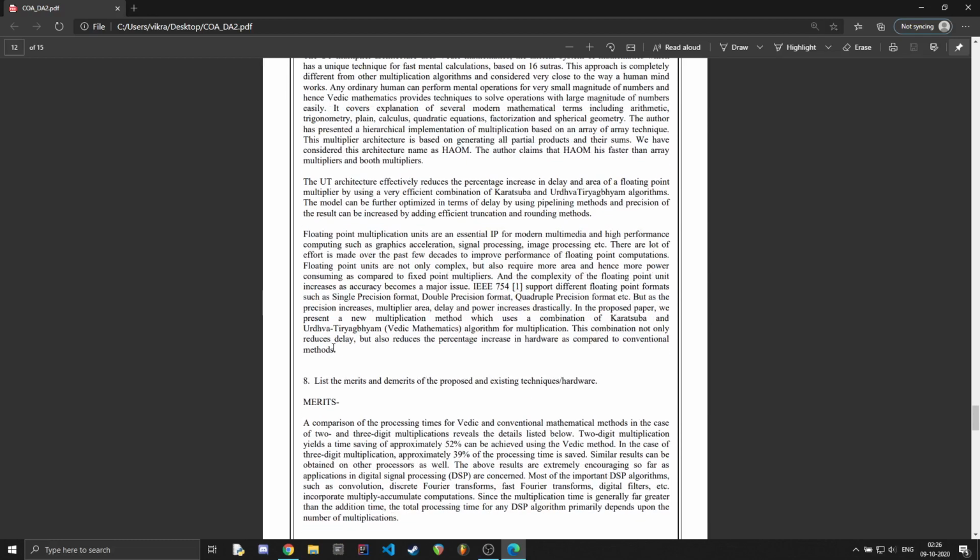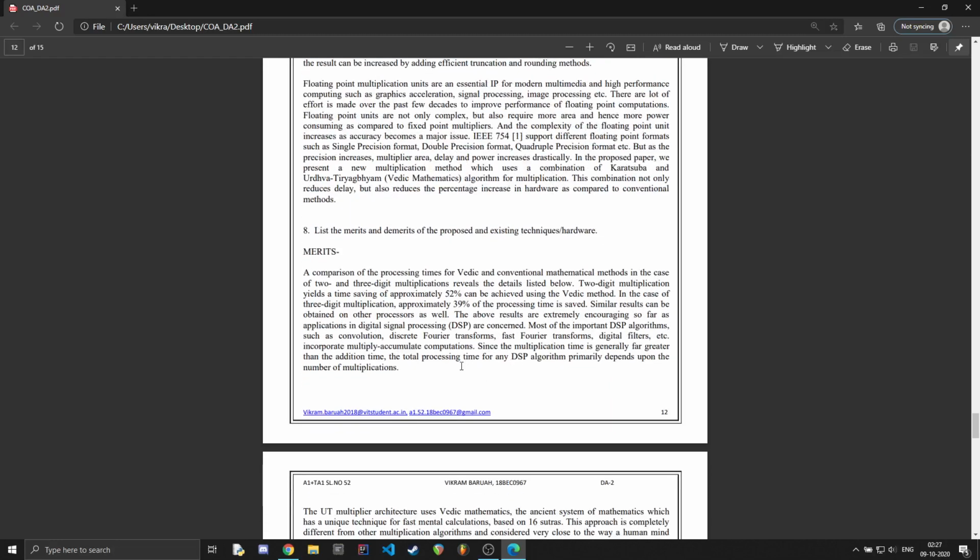So as the precision increases, multiplier area, delay, and power increases drastically. So in the proposed paper, a new multiplication method, which uses Vedic mathematics, with a combination of Karatsuba and Urdhva algorithm is used. This combination not only reduces delay but also reduces the percentage increase in hardware as compared to conventional methods.